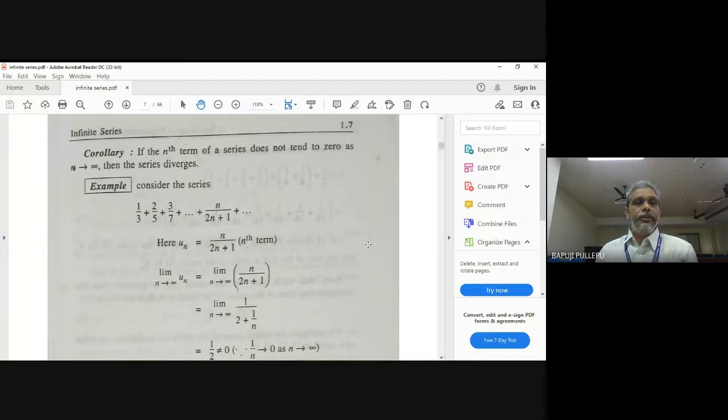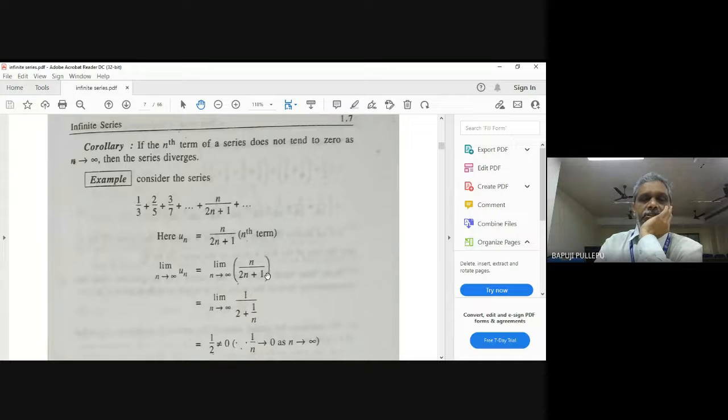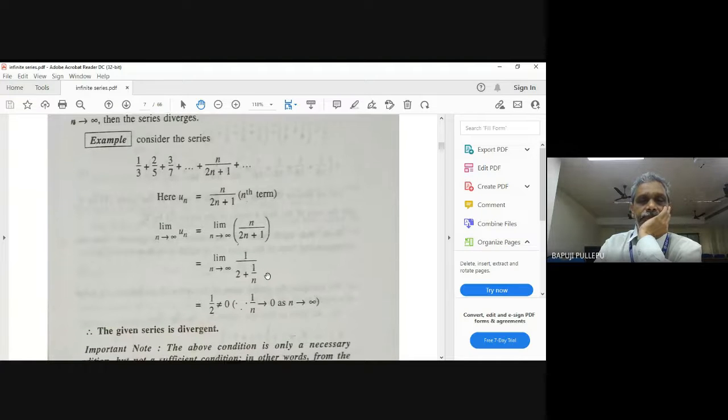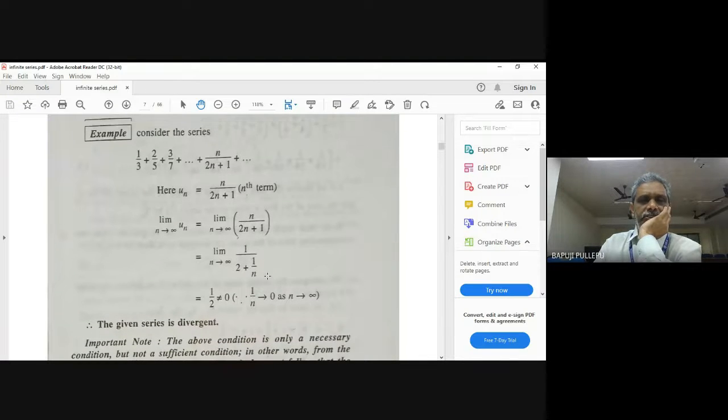Now we see. Consider the series 1/3, 2/7, 3/7, ..., n/(2n+1). So here u_n is equal to n/(2n+1). Then as n tends to infinity, I want to get the limit. If it is not equal to 0, you can say the given series is divergent.